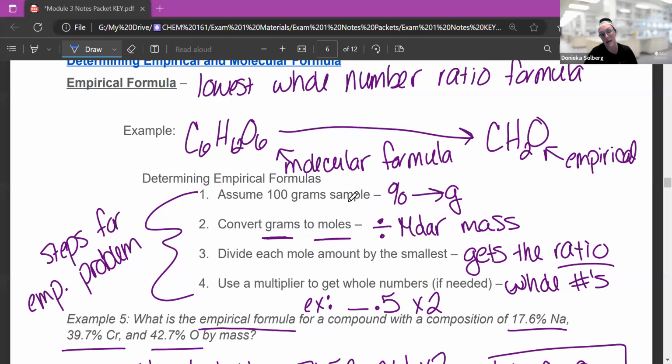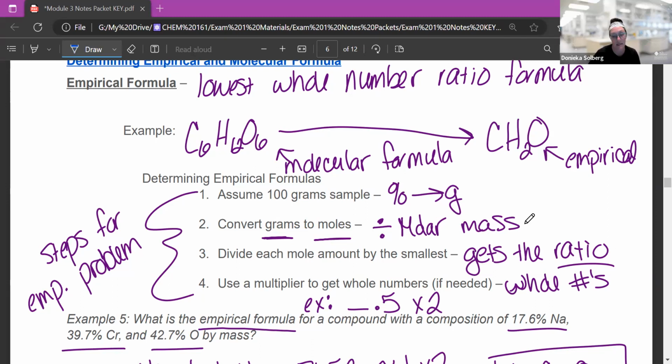Now, if I already gave you grams, I didn't give percentages, you can skip that step. Okay, so next you need to convert your grams into moles. And to convert something from grams to moles, we know that we need to divide by the molar mass. So find that on the periodic table. Okay, convert your grams into moles. So now you'll have all of these mole numbers of all of the elements in there. So if we were doing this for glucose, we would have the number of moles of carbon, hydrogen, and oxygen.